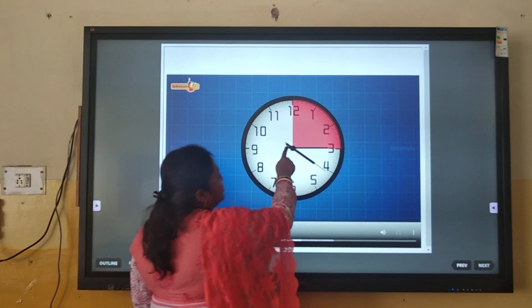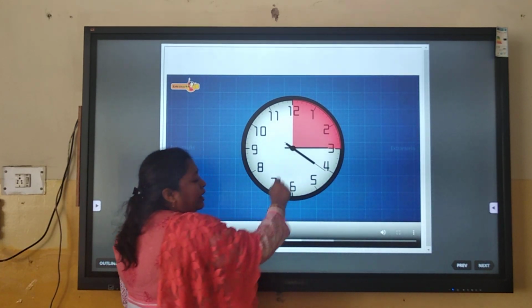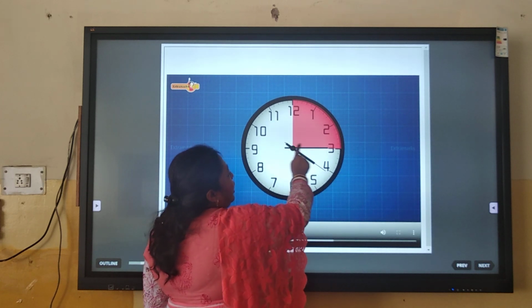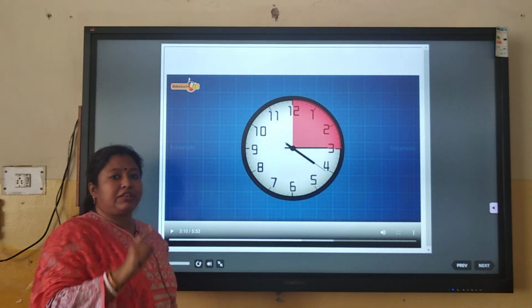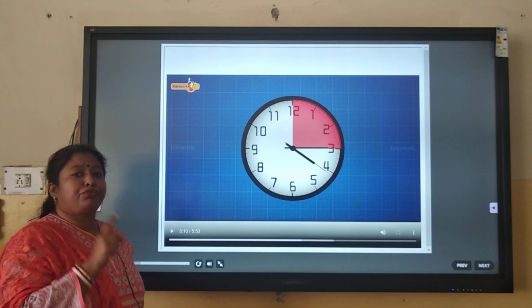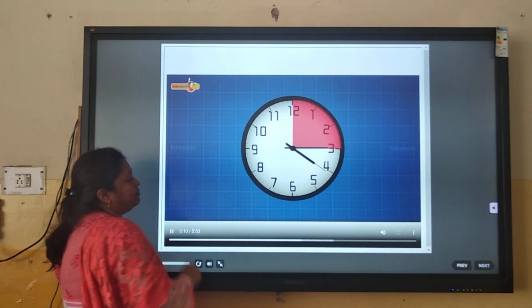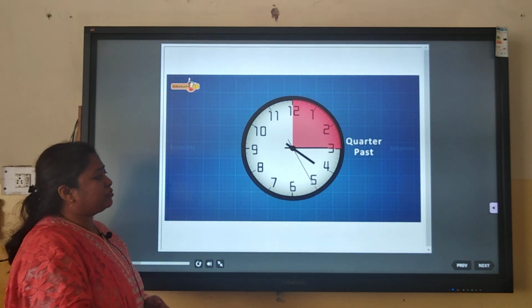Why? Because the hour hand has crossed 4 and the minute hand is on 3. So we will write it as 4:15, or we will write it as quarter past 4.